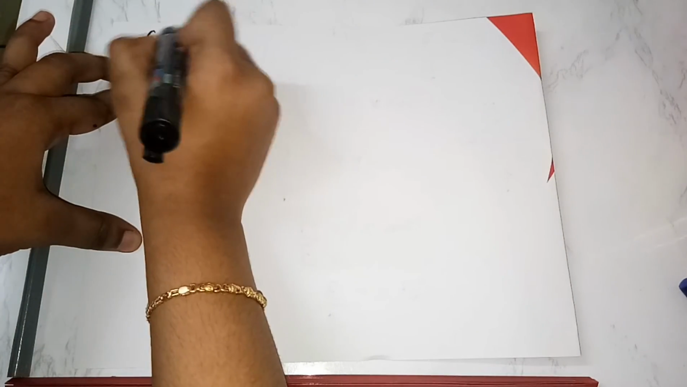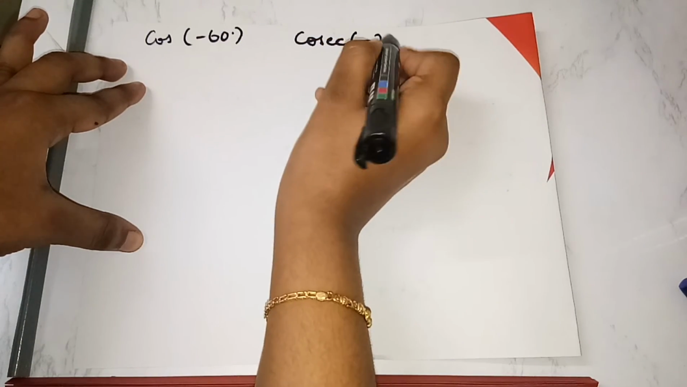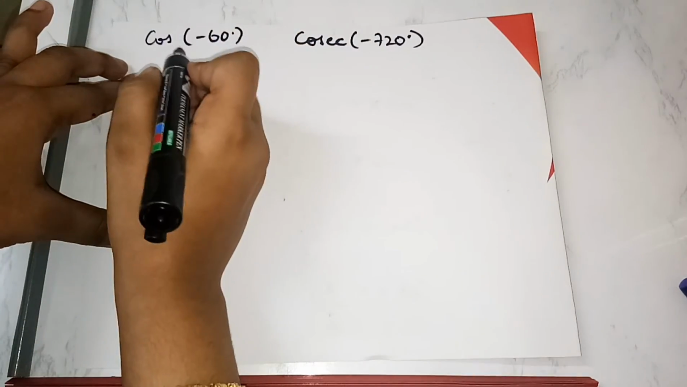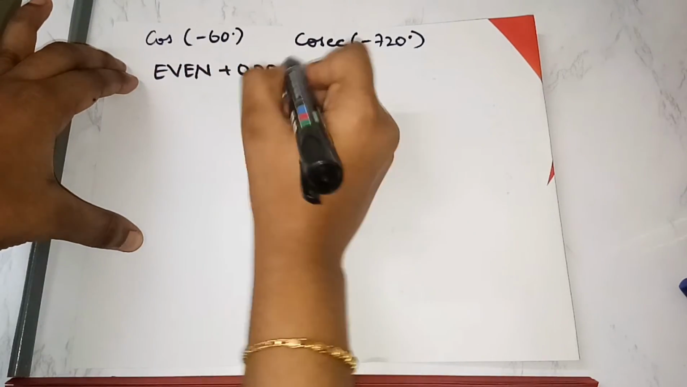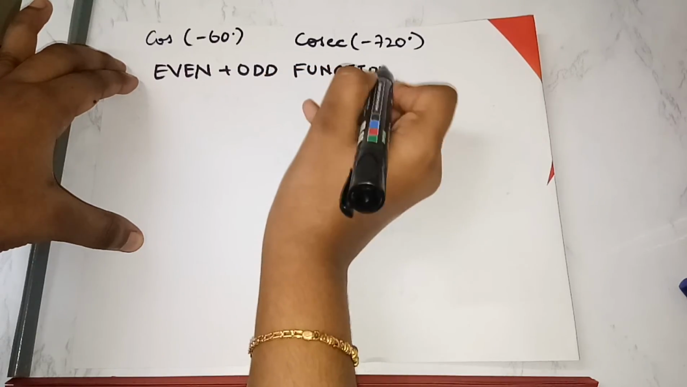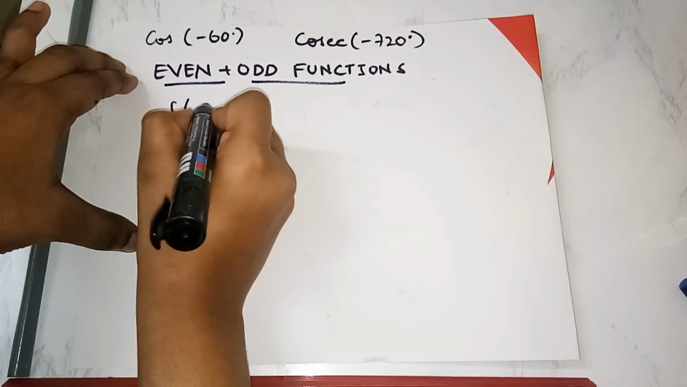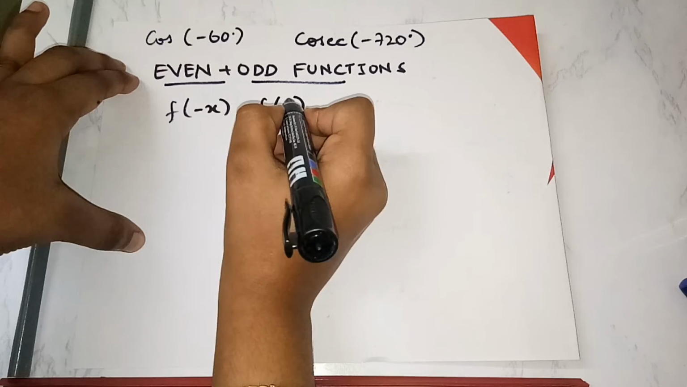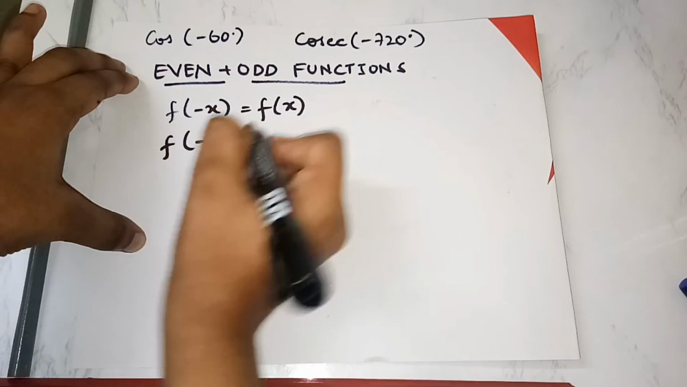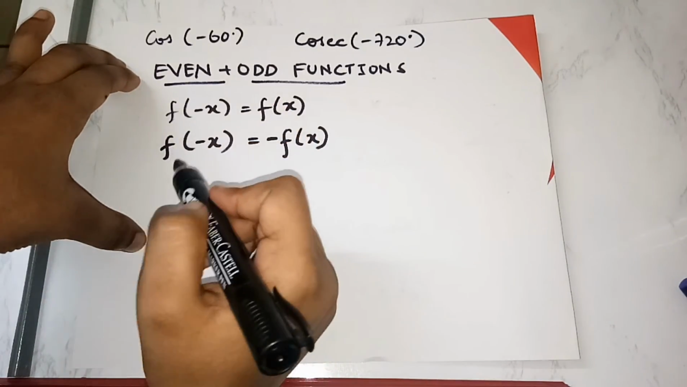Now, in order to solve sums such as cos of minus 60 degrees or cosecant of minus 720, etc., there's another concept we learned called even functions and odd functions. So the general form of this topic is that if f of minus x is equal to f of x, such trigonometric functions are said to be even functions. Similarly, if f of minus x is equal to minus f of x, such functions are said to be odd functions.